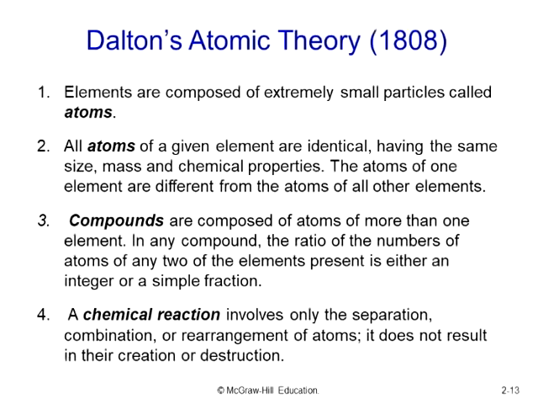Compounds are composed of atoms of more than one element. That's because compounds are composed of more than one element. In any compound, the ratio of the number of atoms of any two of the elements present is either an integer or a small fraction. However, we don't use fractions in writing, we use small whole numbers.